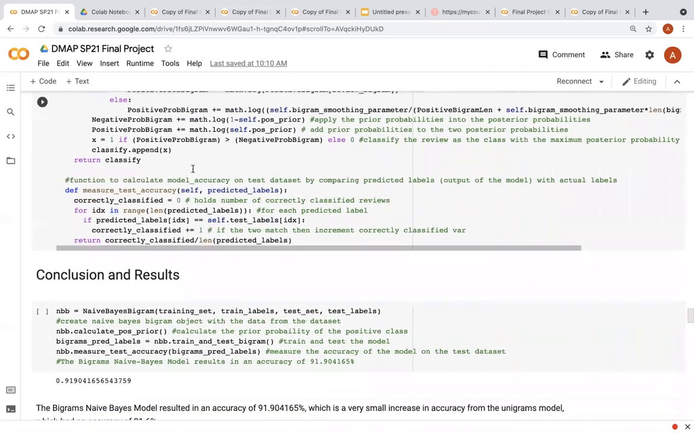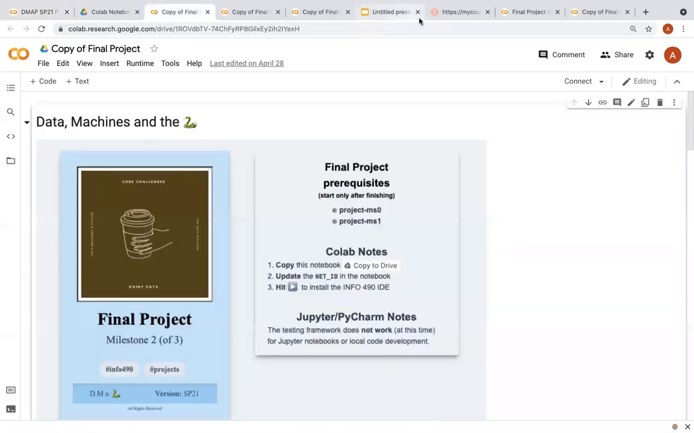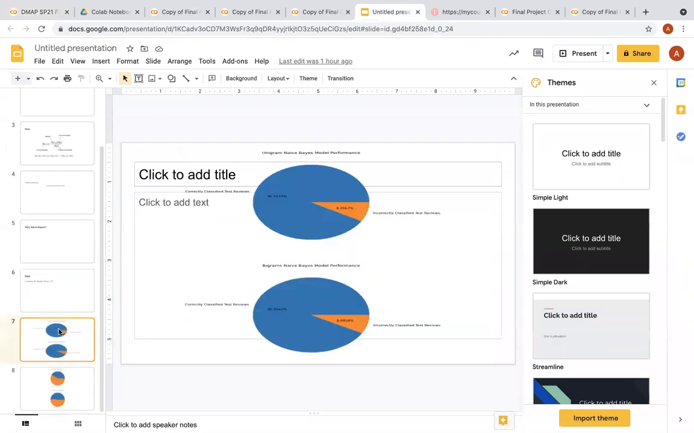And then I have, again, the function to calculate the accuracy based on the proportion of correctly classified reviews. So let's talk about the results. I'm quite pleased with the results.